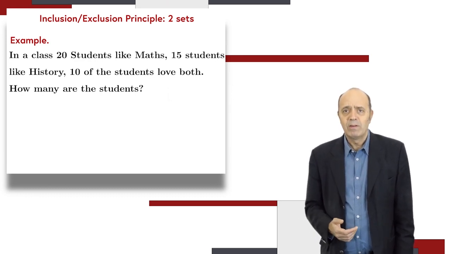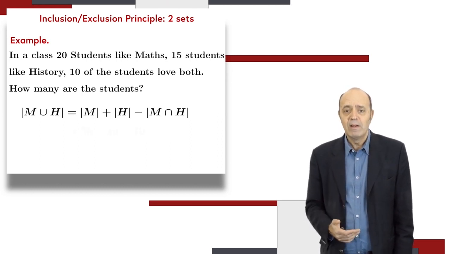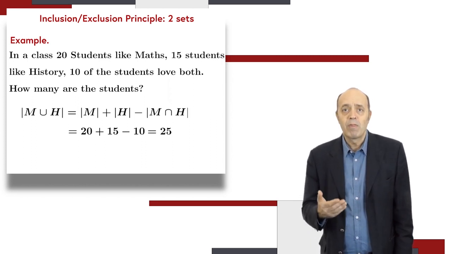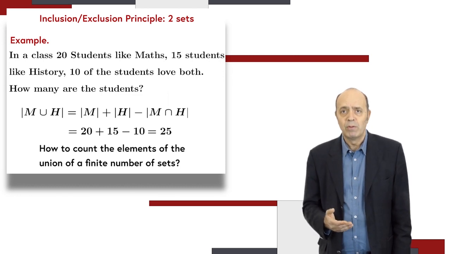Well, recall that the number of elements of a union is the sum of the elements of the two sets minus the number of elements of the intersection. So let us apply this formula, and we get 20 plus 15 minus the number of students that love both maths and history. So we get 25. But how to manage if we have more sets than 2?